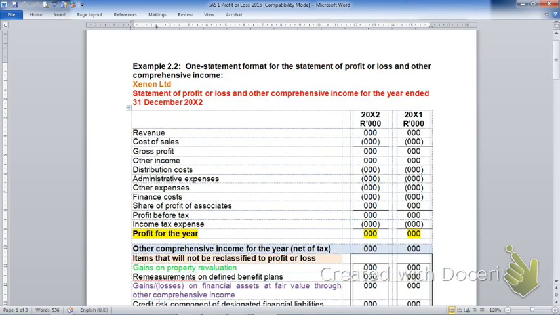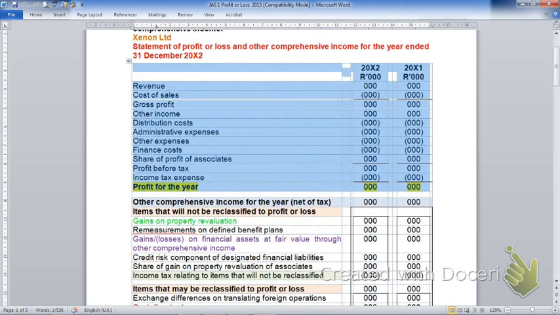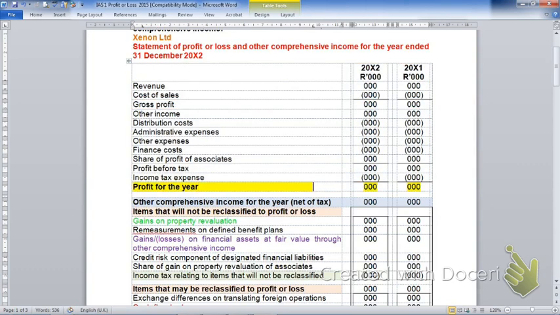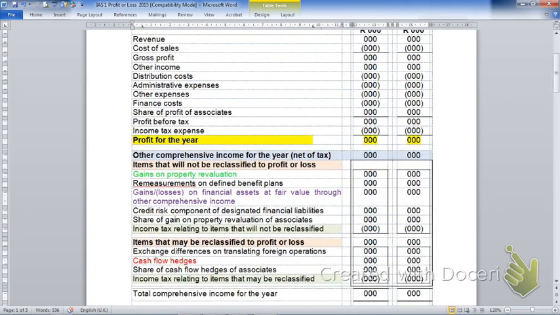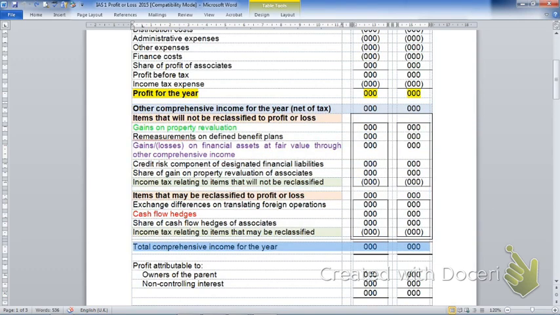This one is your single or one statement format, where at the top you have your first part, which is the part of profit and loss, and you end up with profit for the year. And then the second part, which is your other comprehensive income, and once you've done that, the total is the total comprehensive income for the year.